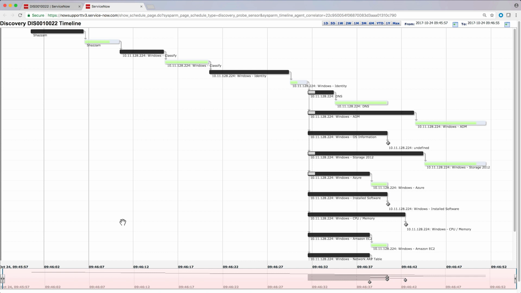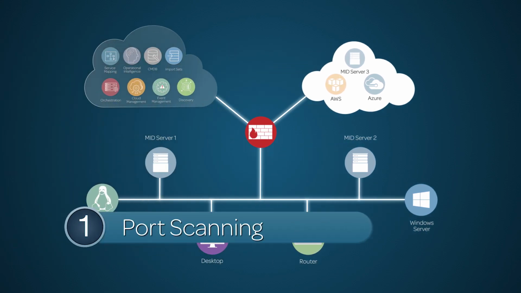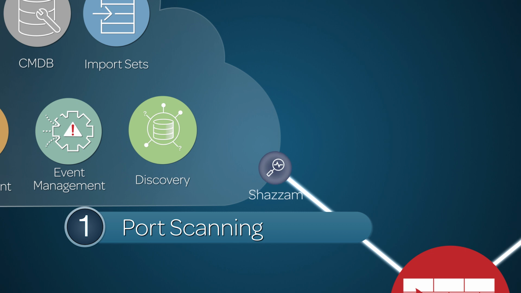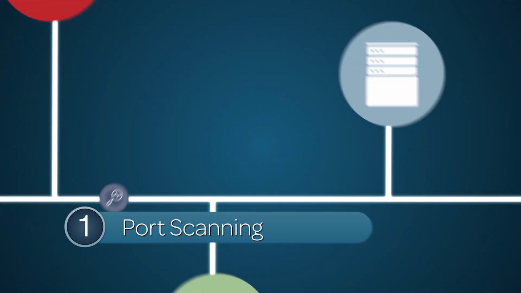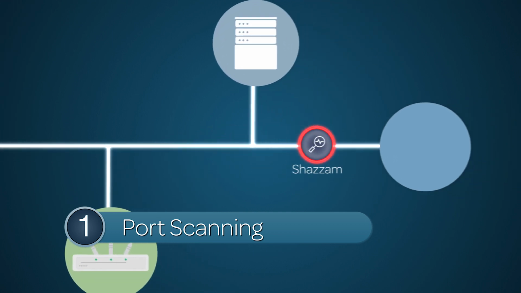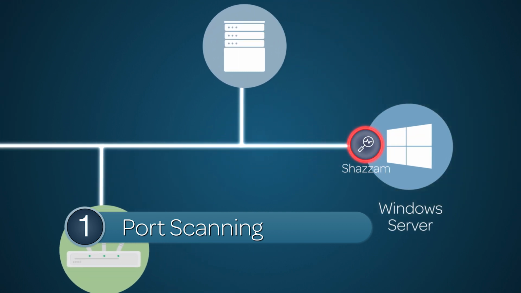So what happens in each phase? Let's take a quick look. In the first phase, port scanning, Discovery launches a Shazam probe to scan the defined IP address or addresses and identifies responsive or active IP addresses and defined Discovery port states. In our example, the probe finds an active IP address that responds on port 135, so Discovery will assume it's a Windows device and launch the Windows classification probe.